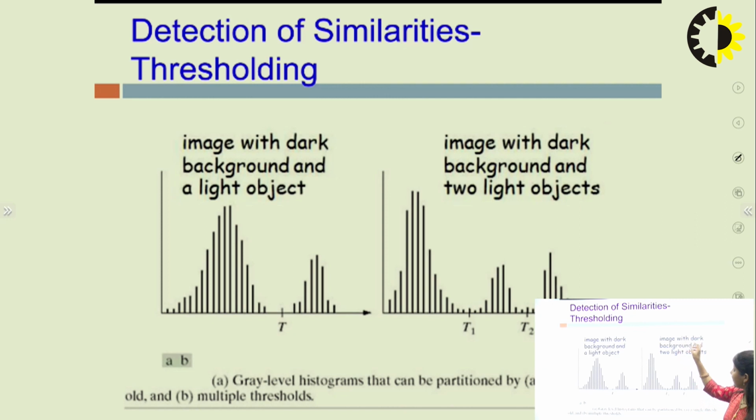Like we can see, image with dark background and two light objects. This is one threshold T1 and this is another threshold T2. One is the background, and object 1 and object 2 can be easily segmented through this multi-level thresholding.